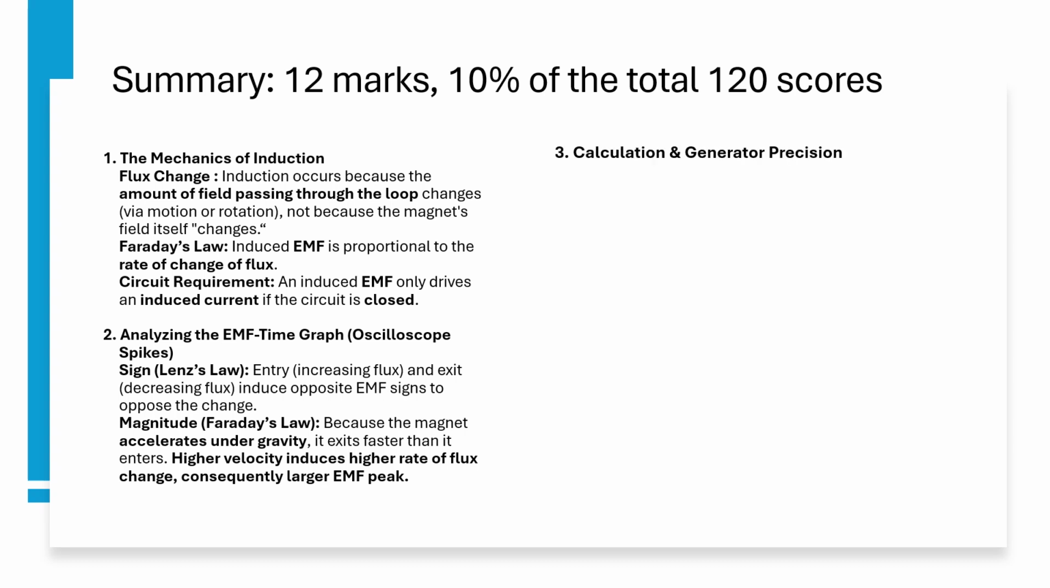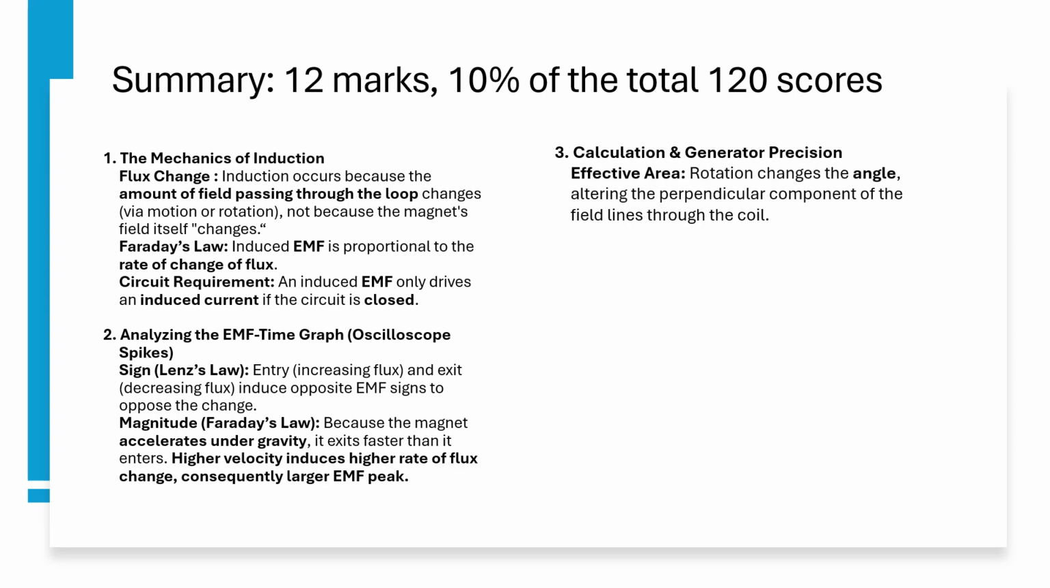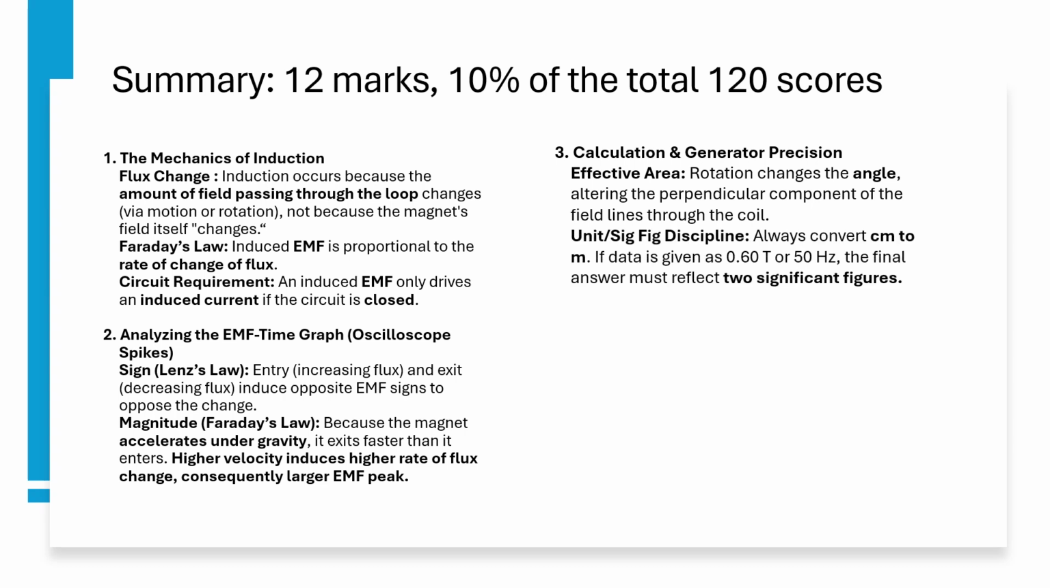3. Calculation and generator precision. Effective area, rotation changes the angle, altering the perpendicular component of the field lines through the coil. Unit and sig fig discipline, always convert cm to m. If data is given as 0.60 T or 50 Hz, the final answer must reflect two significant figures. The quarter turn trap, 50 Hz, T equals 0.020 s. A quarter turn is 1/4 of a period.